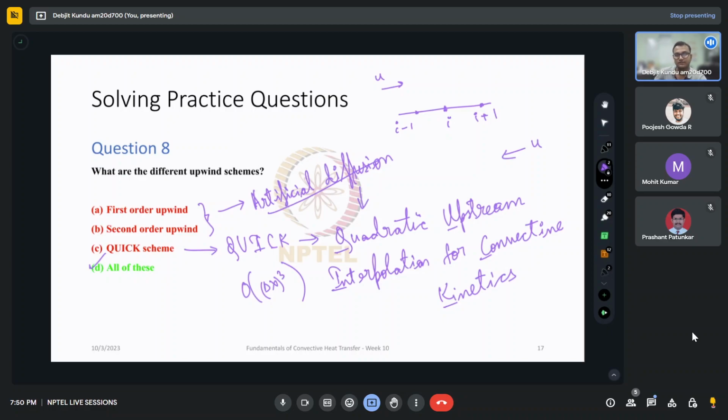So to answer this question, what are the different upwind schemes? All 3 of these are upwind schemes, and that's why option D, all of these, should be the correct answer.